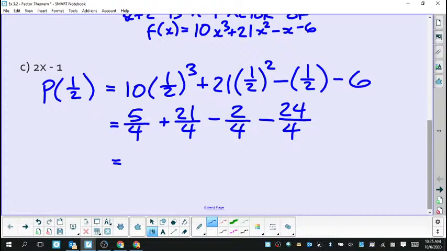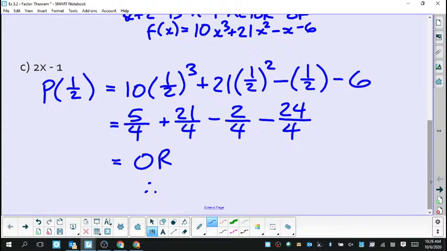Belle, what did you get? 0. What's your therefore statement? Yes. Could you show how you got your fractions, please? Okay, what's 1/2 cubed is 1/8. 10 over 8 becomes 5 over 4. 1 over 2 squared is 1 over 4, so this becomes 21 over 4. Minus 1/2, I want it all to be quarters, so it becomes minus 2 quarters. And minus 6, I want it in quarters, well 6 is 24 quarters.